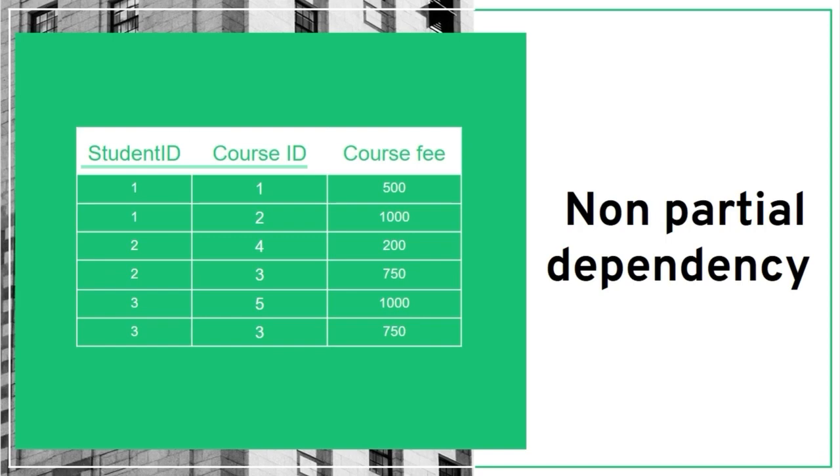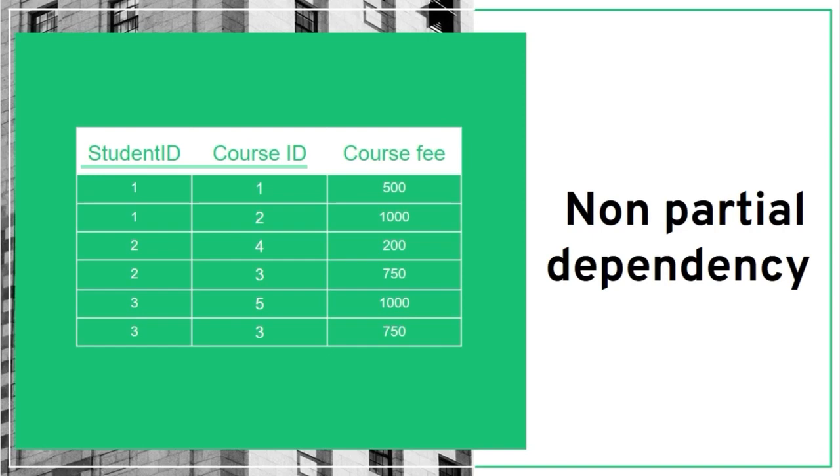Well, what's the problem with this table? The problem is that the course fee has got nothing to do with the student ID. So the course fee is a set fee that only depends on the course ID. So this particular course 1 costs 500, course 2 costs 1000, course 3 costs 750. And as you can see here, it does not matter whether it is student 2 is doing course 3 or student 3. For either of those students, it costs 750 for each, and that's because the course fee has nothing to do with the student ID.